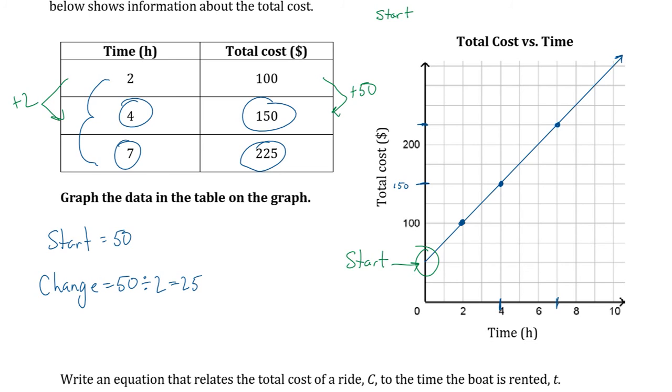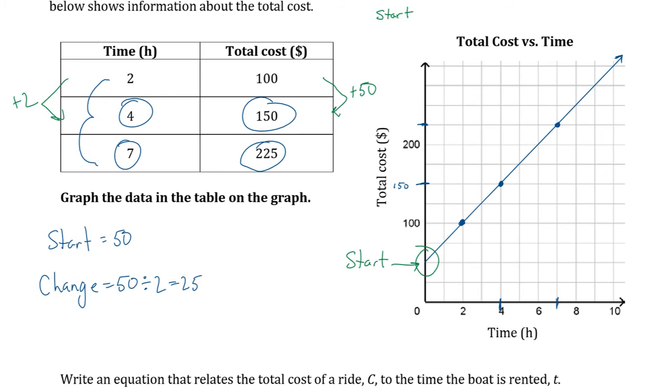If I had done that from the graph, I would have noticed that from 50 to 100 is plus 50, and that was from 0 to 2, plus 2. So it's the exact same numbers, whether you're doing it from a table or doing it from a graph. Okay?